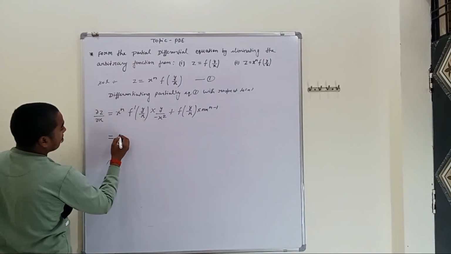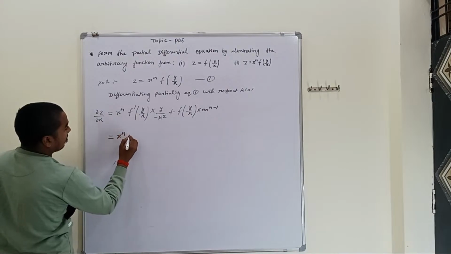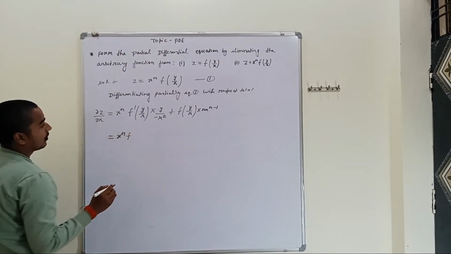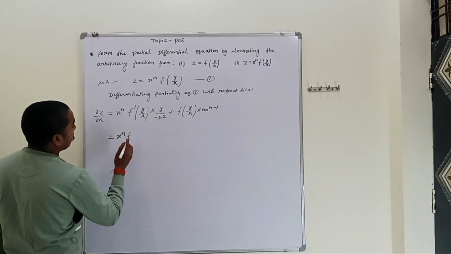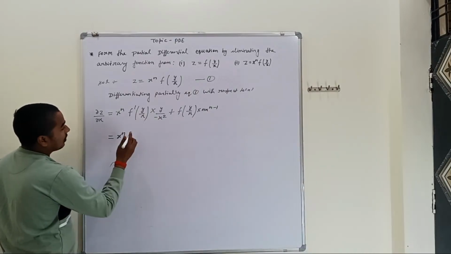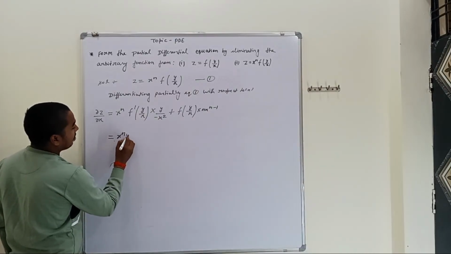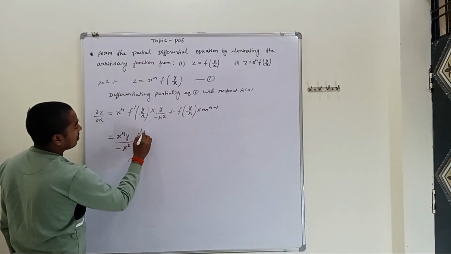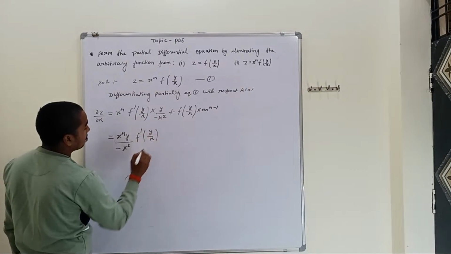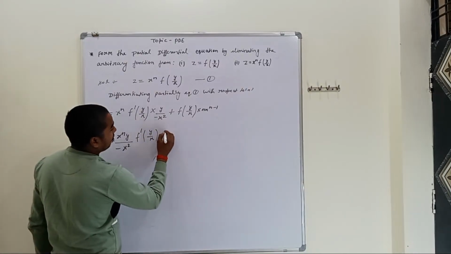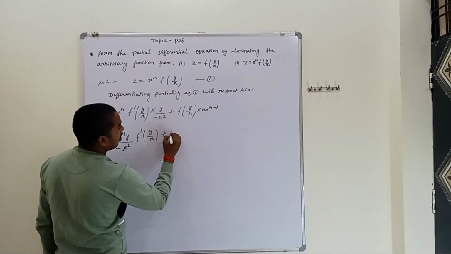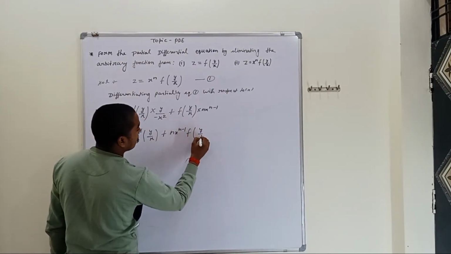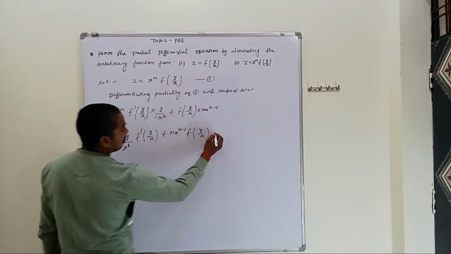So del z upon del x is equal to x to the power n times y upon minus x square times f dash of y by x, plus n x to the power n minus 1 times f of y by x. This is equation 2.